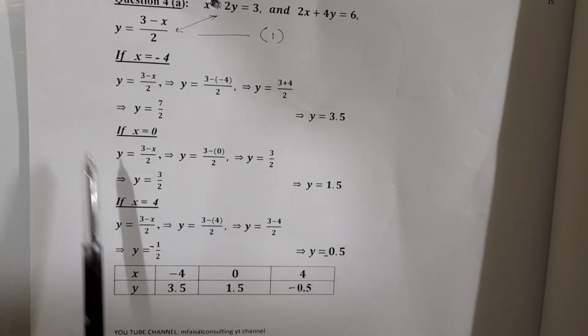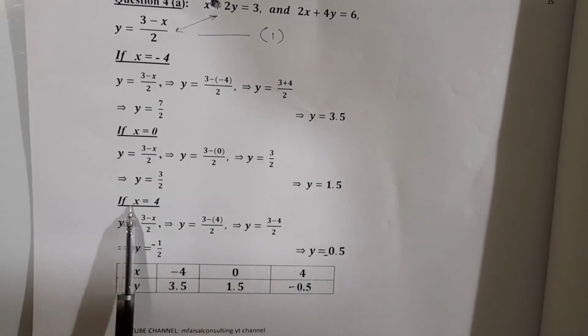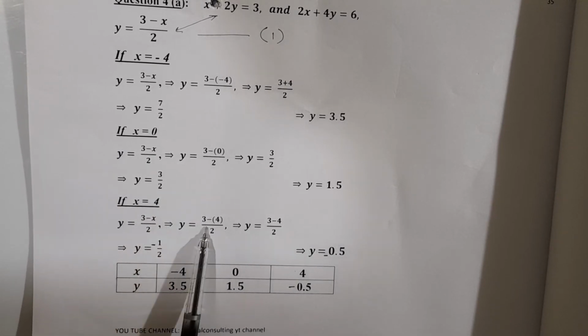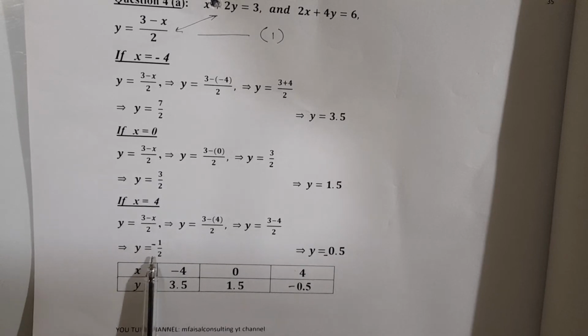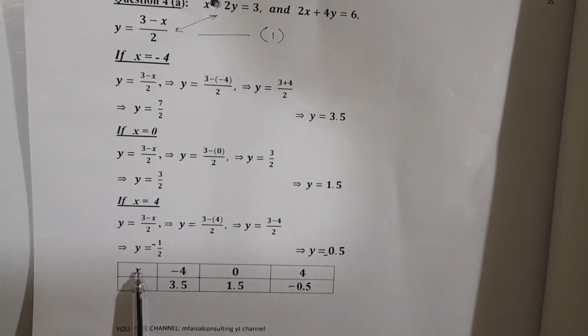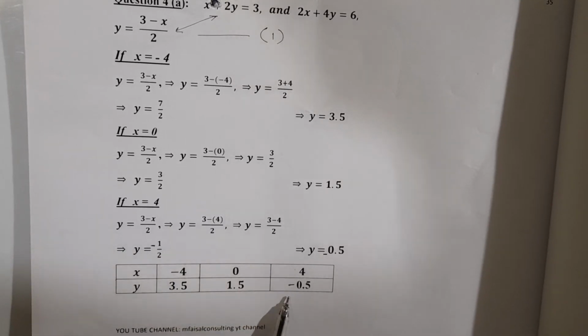And x was 0. Put the value of x as 0. So 3 by 2, y was 1.5. x was 4. Put the value of x as 4. So 3 minus 4 is minus 1 by 2. y is equal to minus 1 by 2 or y is equal to minus 0.5. So when x was minus 4, y was 3.5. x was 0, y was 1.5. x was 4, y was minus 0.5.